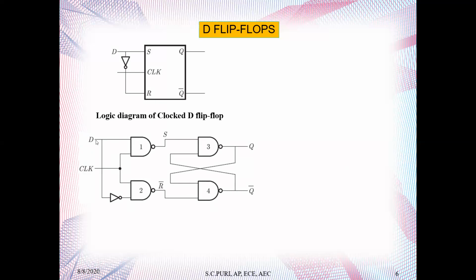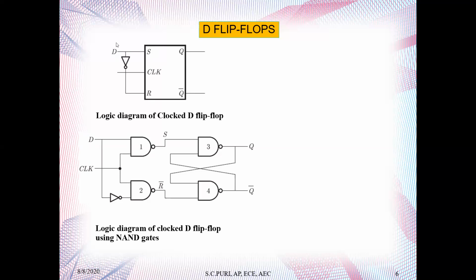Just in place of S, I connected D, and on the other input I put an inverter and connected it to the R input. The clock is common for both. So this is the logic diagram of a clocked D flip-flop using NAND gates. The thing which I was telling you, which is very interesting, is that when D is 1, S is 1 and R is 0. S is 1 means whatever Q may be, it will set to 1.